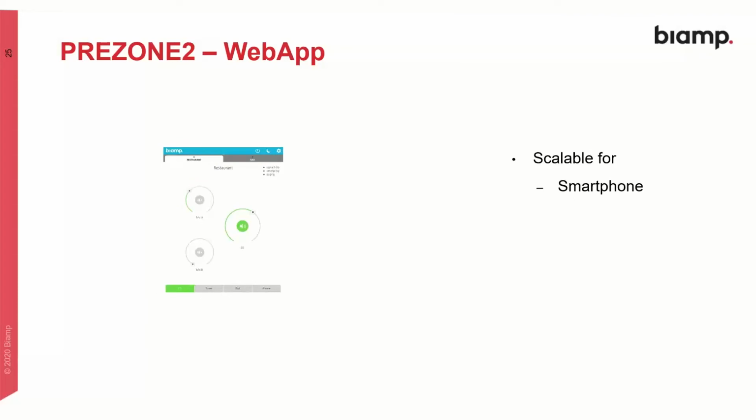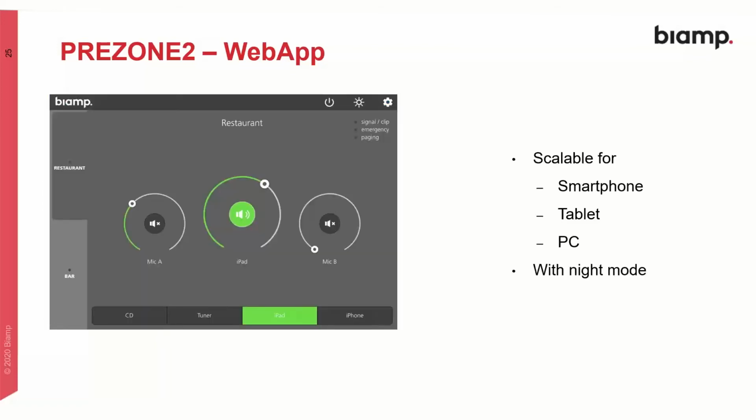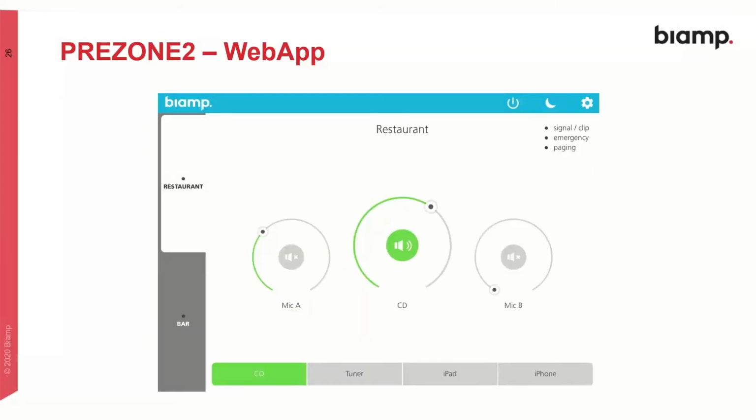So the web app itself has a nice layout. As you've seen, it's scalable for a smartphone, a tablet or a PC. And indeed, on a Windows PC, if you change the zoom level in your web browser, it will also change the layout slightly. We also have a night mode, which can reduce the light emitted from your tablet or your PC in low light conditions. So taking you through the web app, we have the zone labels.